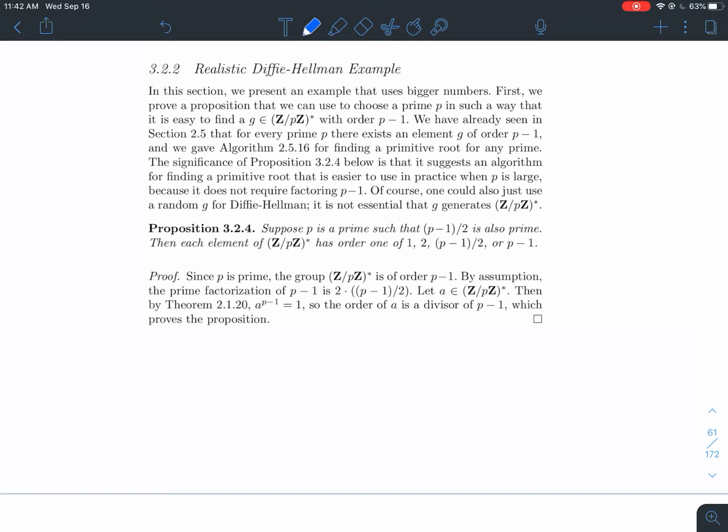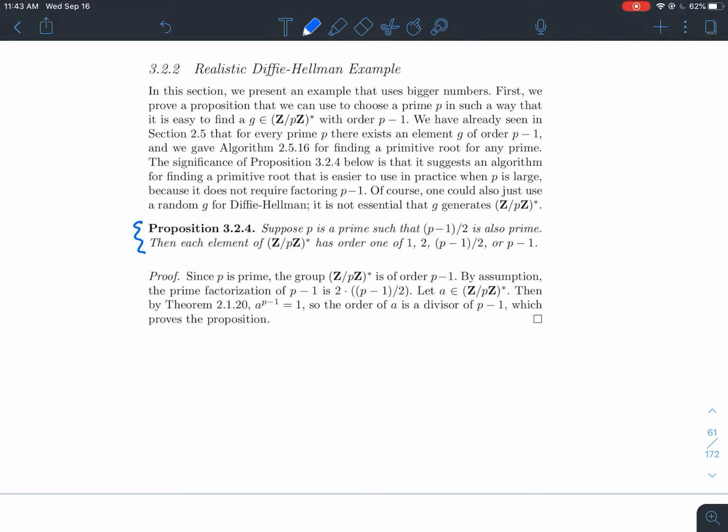Now what we'll look at is a way to find a primitive element in some contexts, for some primes p. For some primes p, finding a primitive element is easier than other times. And there was an algorithm back in the primitive root section, although I think I skipped it in the videos because it's not of much importance for what we're going to do going forward. But in this particular case, in proposition 3.2.4, if you have a prime such that (p minus 1) over 2 is also a prime, then it's actually kind of nice and easy to find a primitive element. In other words, a generator for this group, Z mod p Z star.